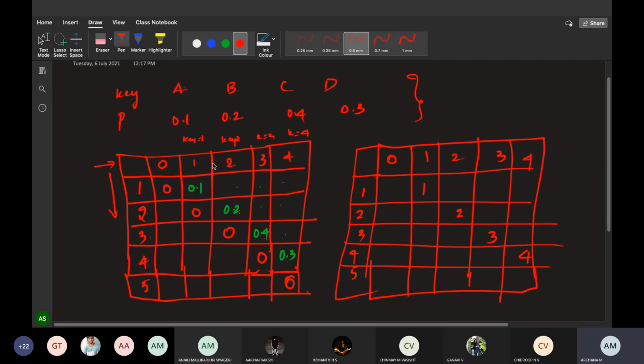This matrix always starts with 0 to 4, and this will be from 1 to however many rows you have. And look here, the diagonal will always be filled with 0, and these values are filled with the frequencies you got. These frequencies you have to fill here. Based on these frequencies, you have to fill the values. This belongs to the first key, this belongs to the second key, third key, and fourth key. Okay, this is a very, very important initialization.